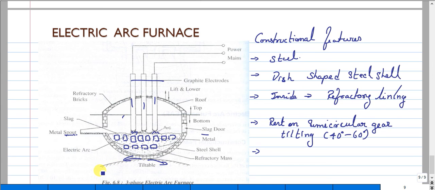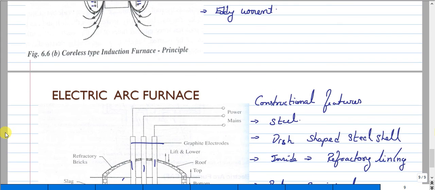We have one more variation, the indirect arc furnace, as well as the cupola furnace. So we shall discuss them in the next class. So let me wind up here.